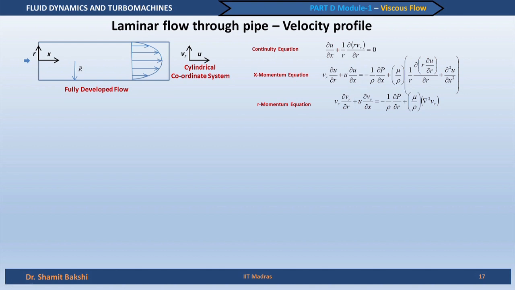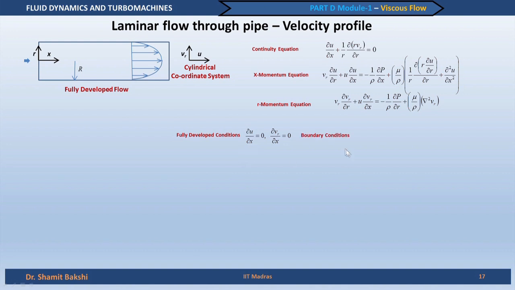The next condition which we have is that this is a fully developed flow. So, that means the velocities do not change along the x direction. So, the fully developed condition says del u by del x is equal to 0 and del Vr by del x is equal to 0. The gradient of the radial component of velocity is also 0. So, we have to utilize all these conditions to simplify these equations.